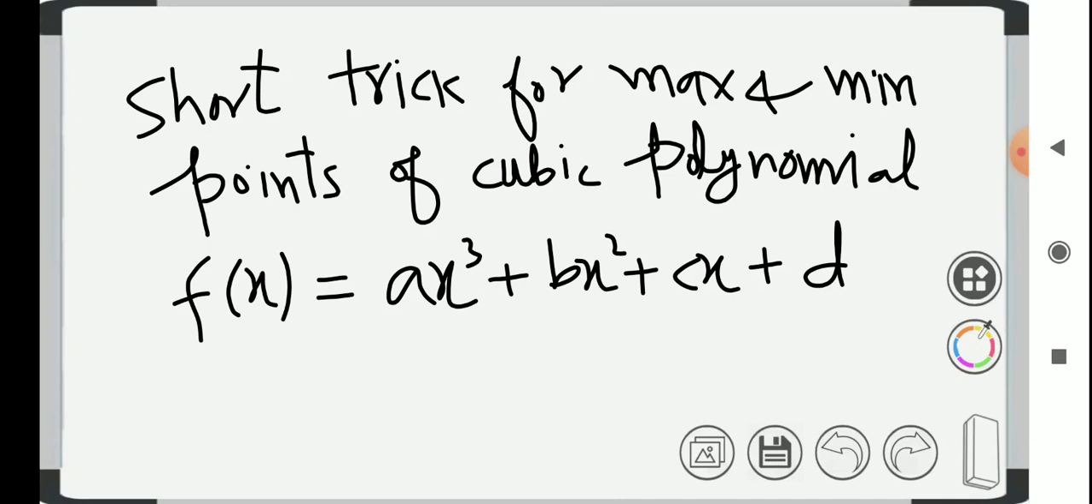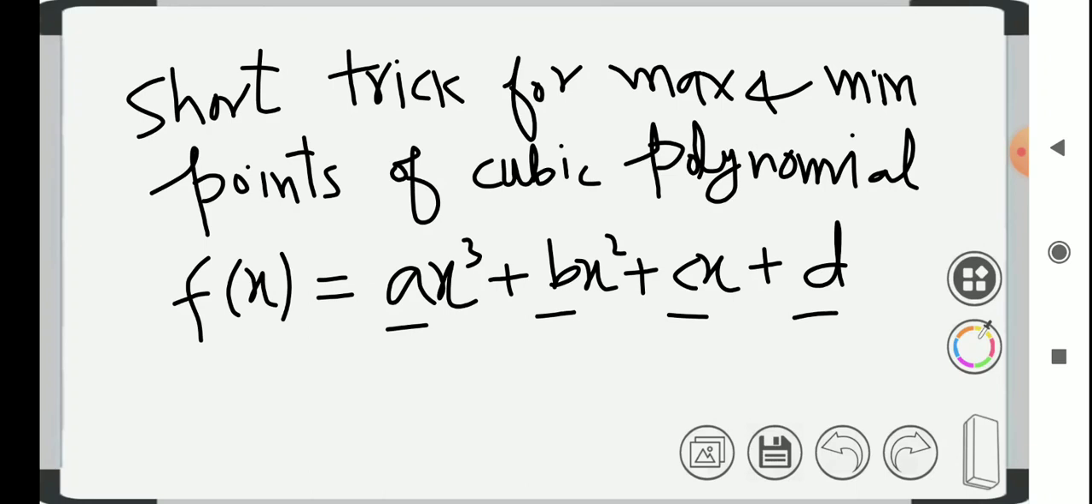So in that case you also get a 3-degree polynomial. So this is a general trick for a cubic polynomial. Wherever you get, whether in physics, chemistry, or maths, a 3-degree polynomial that you have to maximize or minimize, we will deduce a short trick where you will directly use these coefficients a, b, c, d in order to find the maximize and minimize points.